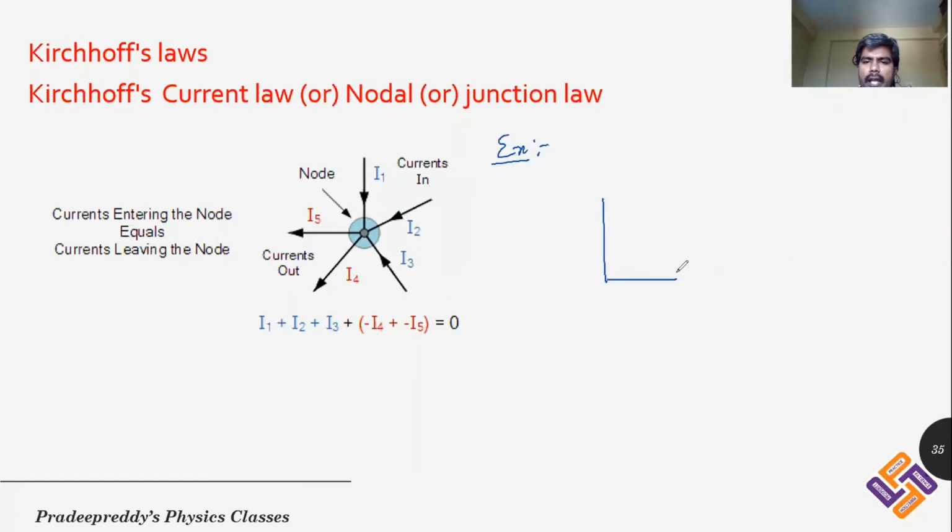I am considering a battery. This is having some EMF E. And this is connected with a tap key. And let me name this point as A and this point as B, right? You can connect. Now this is open circuit.